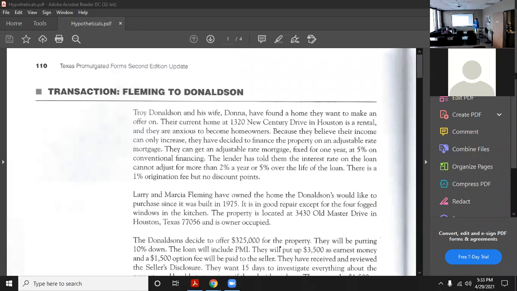Now, I'm not even going to pull up the slides because all the slides are today is just some learning objectives, and the learning objective is you're going to learn how to do this hypothetical. So I'm just going to pull up the hypotheticals, and we'll go through the contracts.